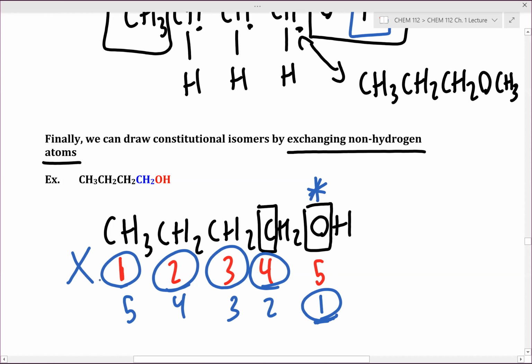So let's showcase an example. Which carbon do you want us to swap the oxygen with? Which one? 2. This one right here? Looks good to me. So let's swap them.